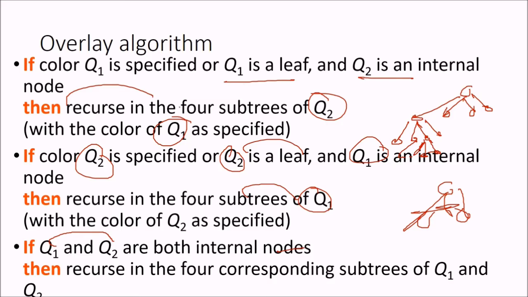What this algorithm is saying is whether a node is an internal node or a leaf, and what happens when both are overlaying or not. For internal nodes, we are taking the internal node here, and we have to talk about the leaves also. So if q1 and q2 are both internal nodes, then recurse in the four corresponding subtrees of q1 and q2.